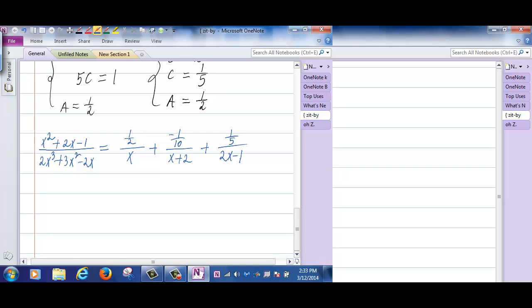So basically then we have x squared plus 2x minus 1 over 2x cubed plus 3x squared minus 2x, which is 1/2 times 1 over x plus negative 1/10 times 1 over x plus 2 plus 1/5 times 1 over 2x minus 1. You guys agree with that?